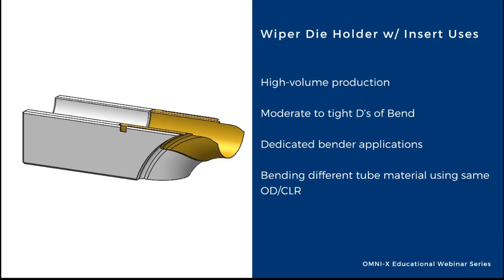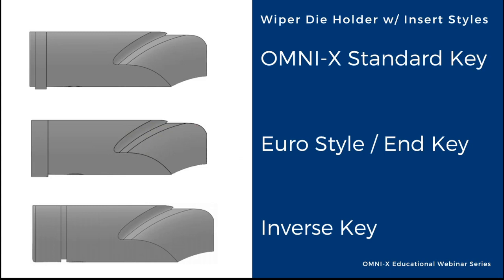Wiper die holders with inserts are used for high volume production, moderate to tight Ds of bend, dedicated bender applications, and for bending different tube materials using the same OD and CLR. There are three different styles of wiper holders with inserts, with variations in the key configuration and location. The wiper insert design must match the wiper holder design.